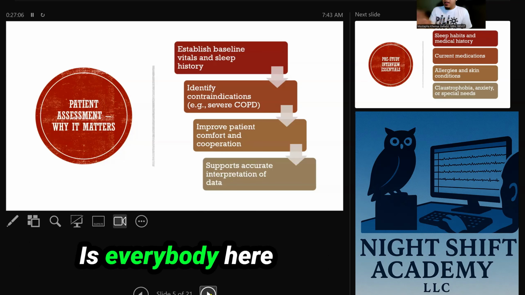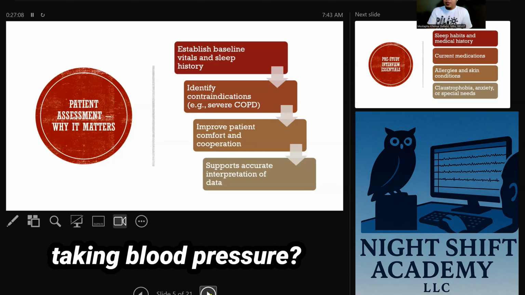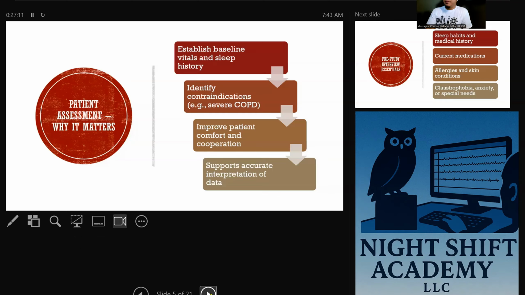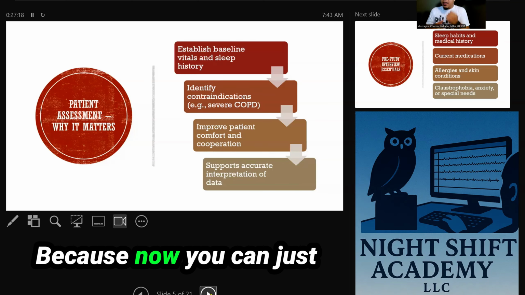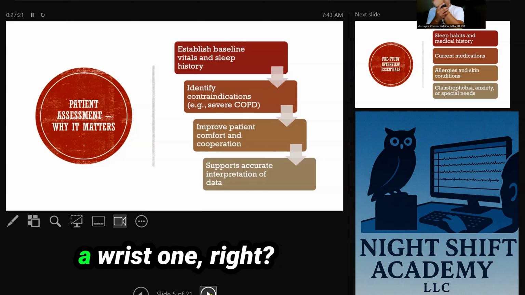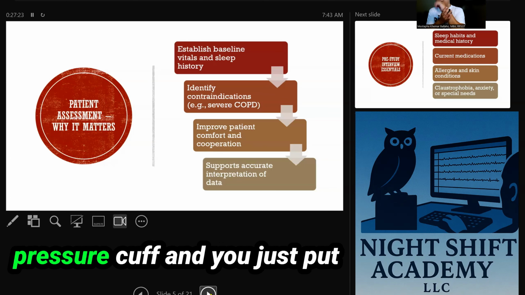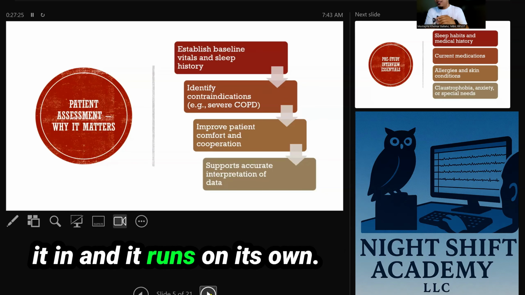Okay? Is everybody here taking blood pressure? Everybody comfortable taking blood pressure? Thumbs up? Yes, sir. Yes. Very easy now. Good. Because now you can just have the automatic one. You can even have a wrist one, right? There's a wrist blood pressure cuff. And you just put it in and it runs on its own.